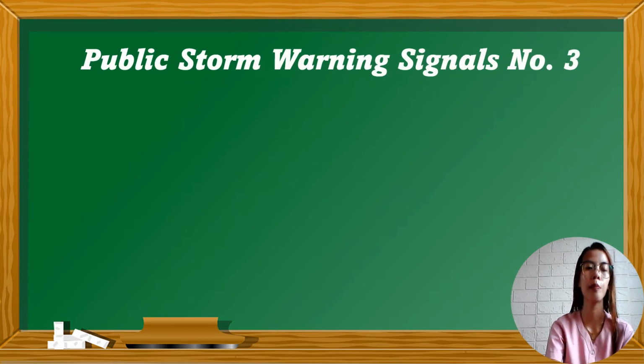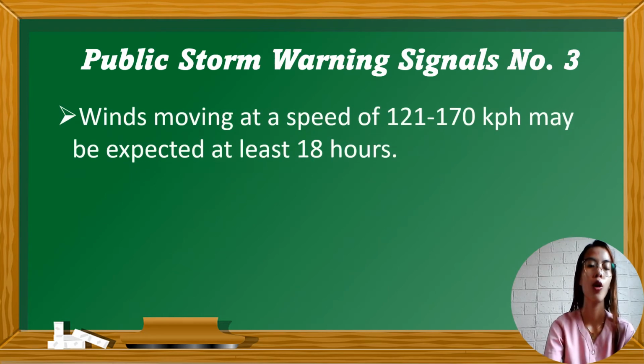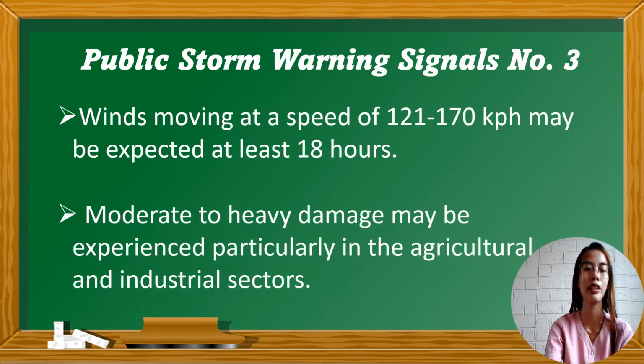Next, we have the public storm warning signal number 3. Winds moving at a speed of 121 to 170 km per hour may be expected at least 18 hours. Moderate to heavy damage may be experienced, particularly in the agriculture and industrial sectors.